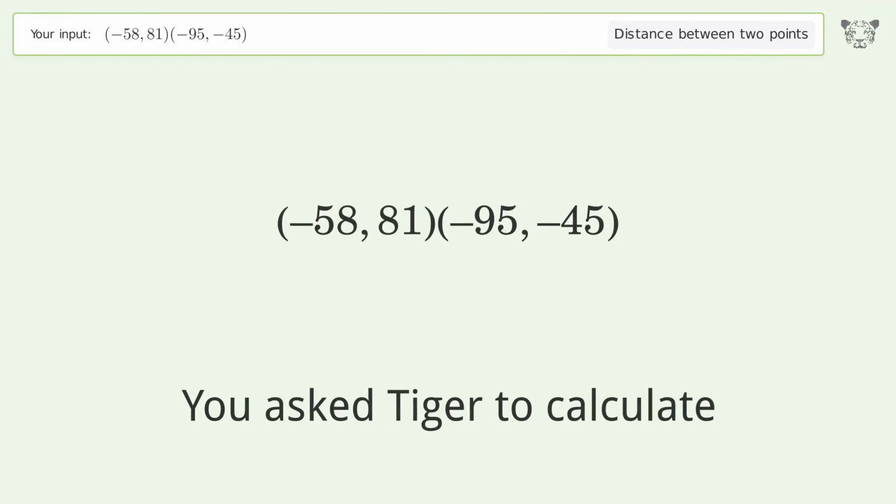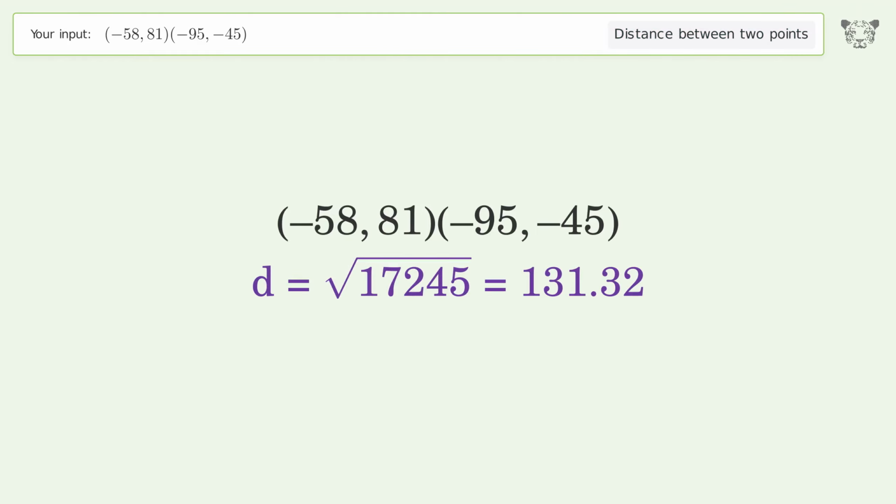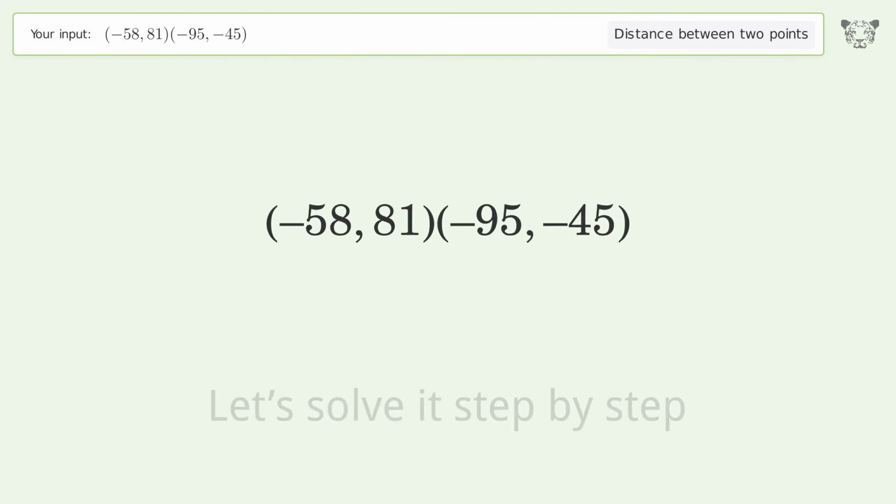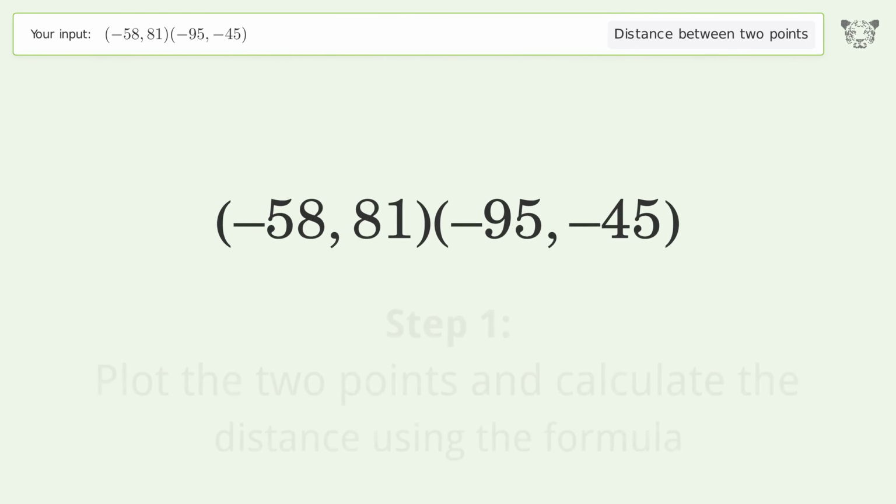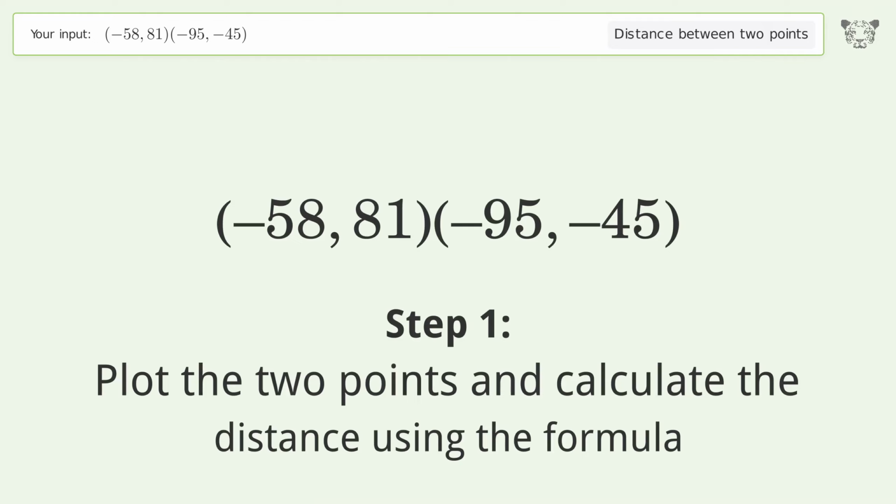You ask Tiger to calculate. This deals with the distance between 2 points. The distance between the 2 points is the square root of 17,245 or 131.32. Let's solve it step by step. Plot the 2 points and calculate the distance using the formula.